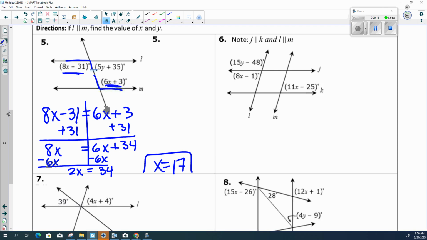How can I use that to find the value of y? Matthew, what do you think? How can I use the fact that x equals 17 to help me find this second variable? Not sure. Shaylee, what do you think? Yeah, we need to have this angle as a number. We need to know the whole degree and not an equation. So you can do 17 times 6 plus 3. Or you could do it in this one, 8 times 17 minus 31.